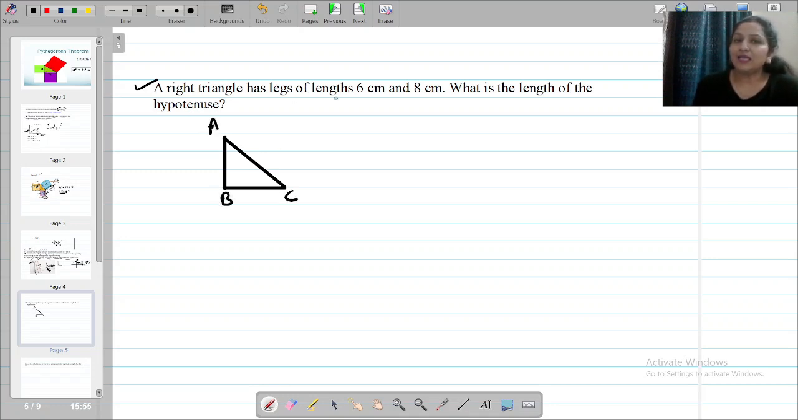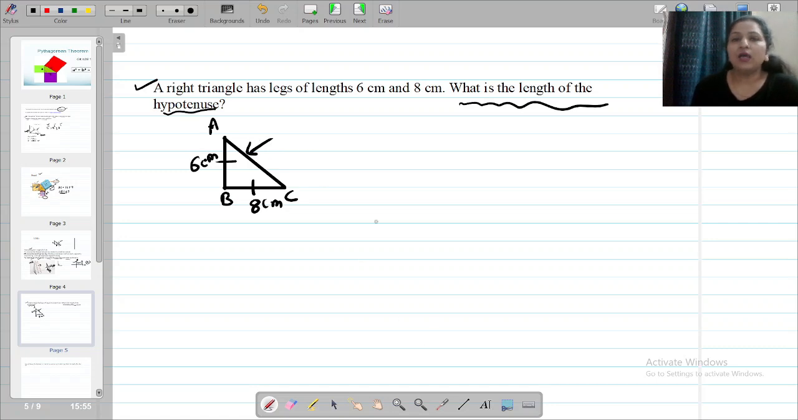The legs are 6 centimeter and 8, whichever you can take. If you wish to take this vertical as 6, you can. If you wish to take base as 6, you can. Answer will be same. Let's say this is 6 centimeter, another is 8 centimeter. Question says, what is the length of the hypotenuse? I need to find the longest side. So how will you start?